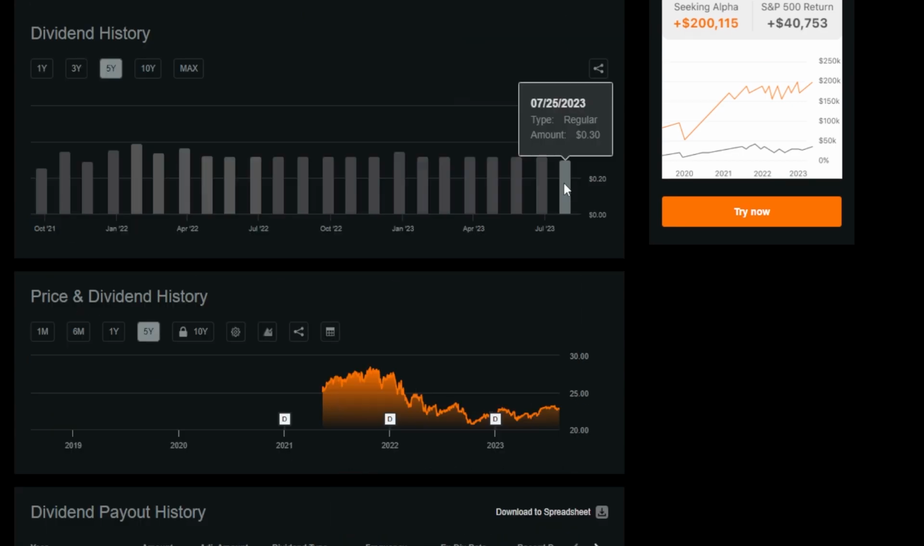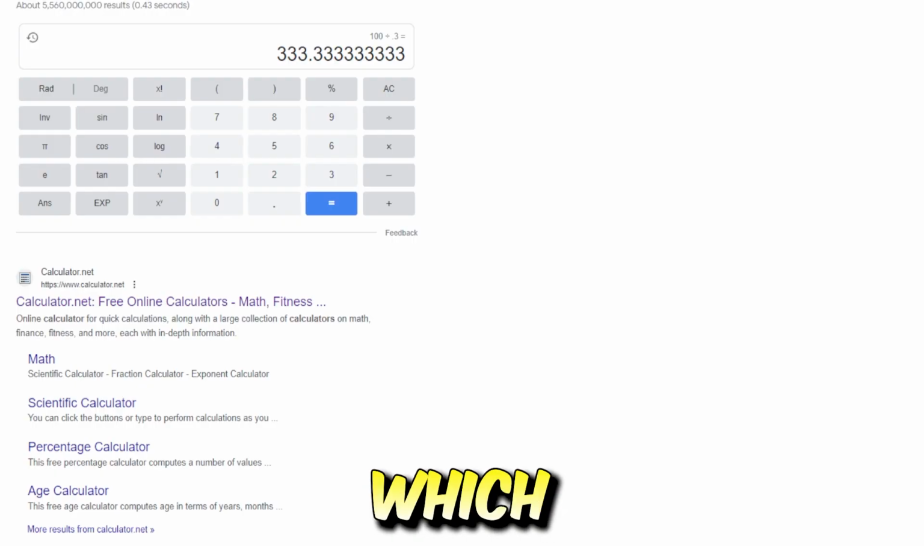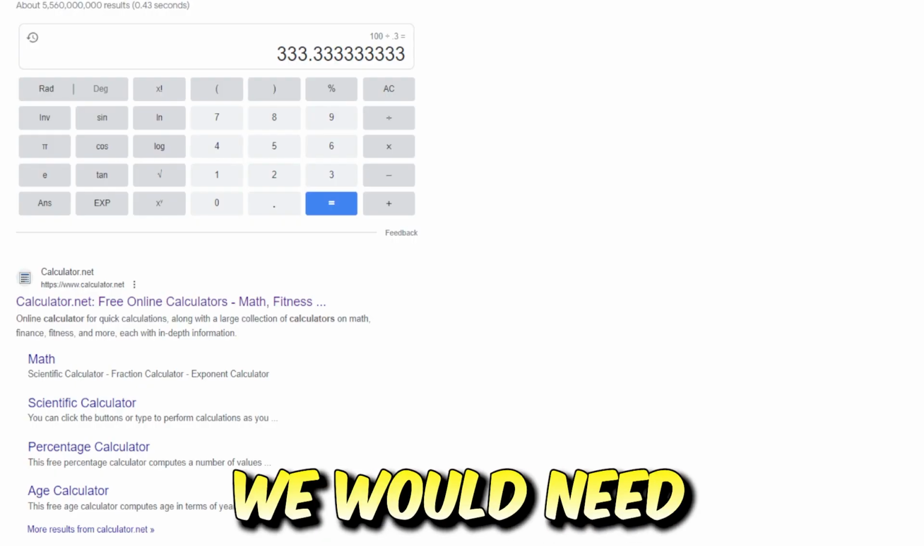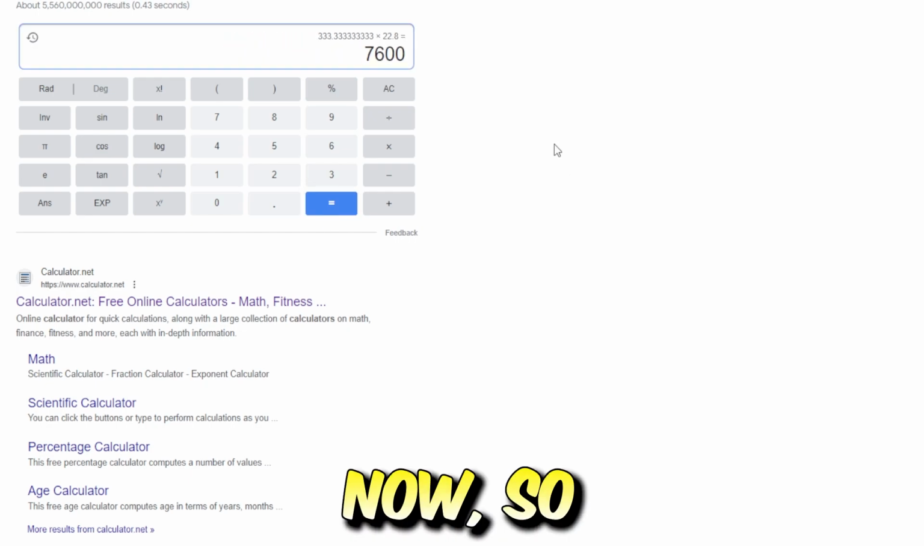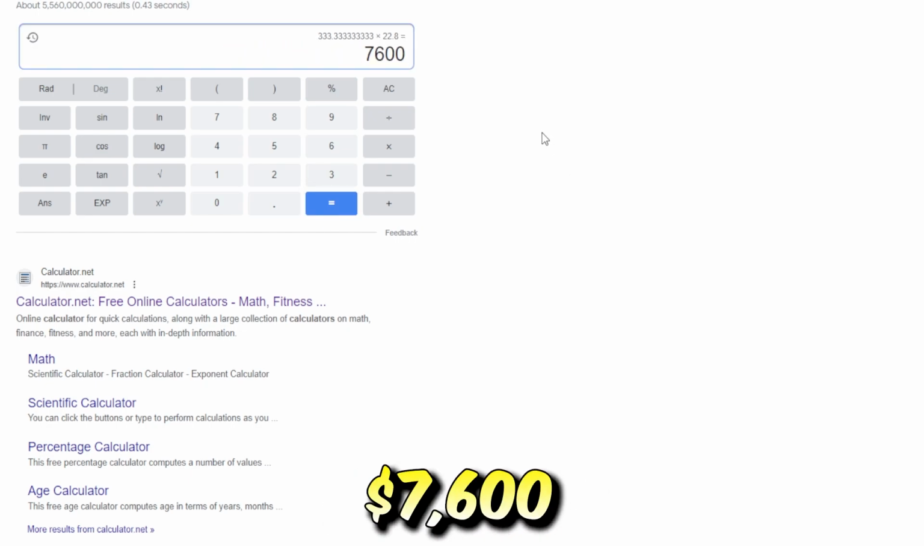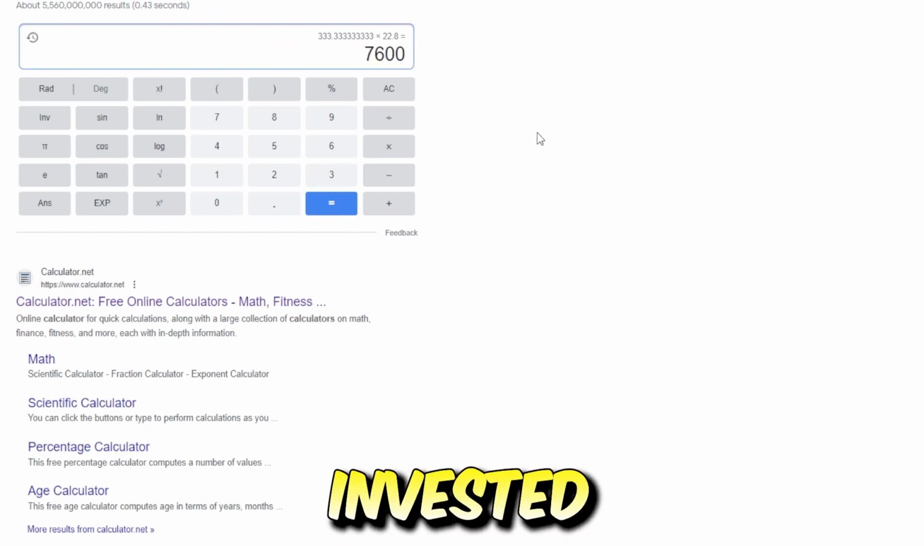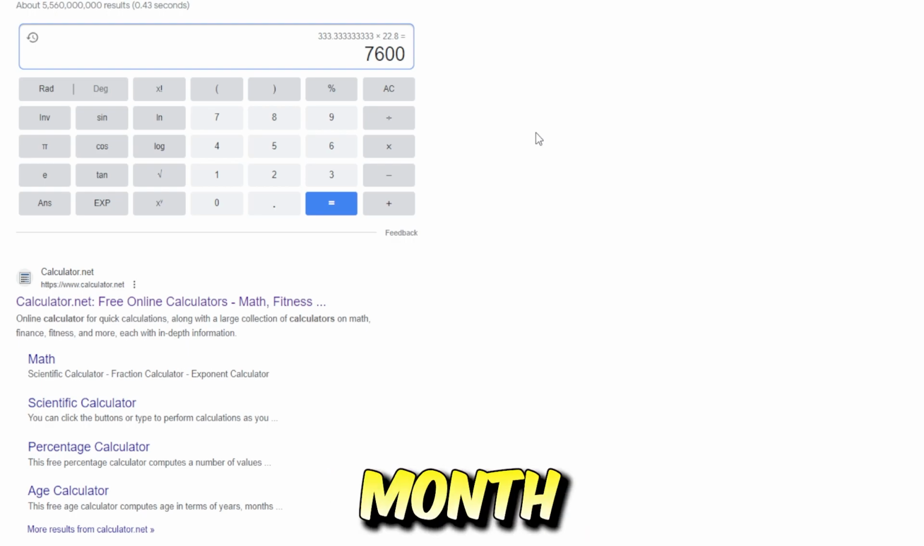Now SVOL's last dividend announced was 30 cents per share, which means in theory, if we go back to the calculator, we would need around 333 shares of SVOL in order to reach that milestone. Now SVOL is around $22.80 right now, so an investor in theory would just need $7,600 invested into SVOL in order to reach that $100 per month milestone.